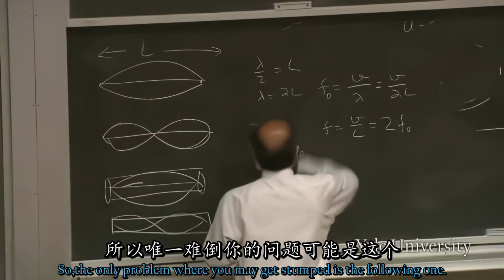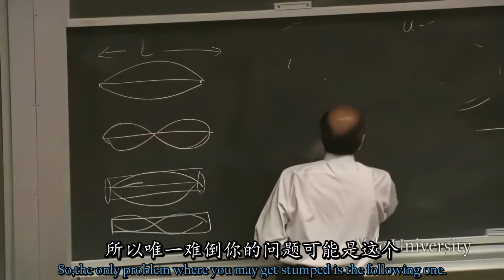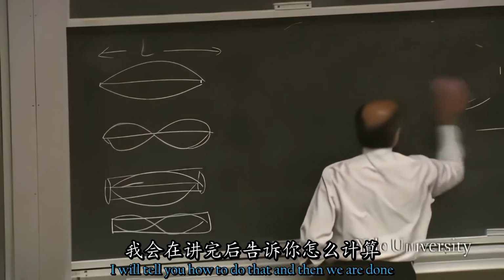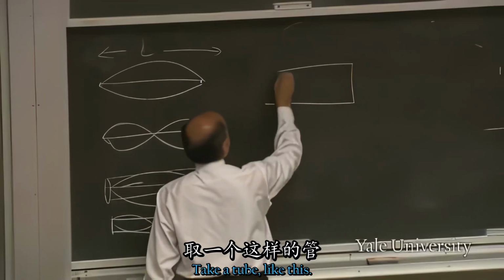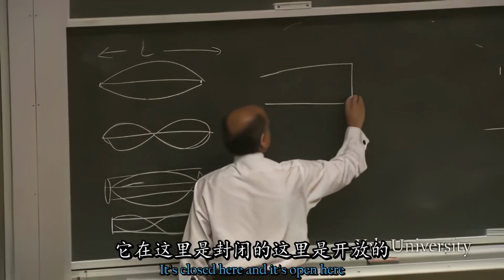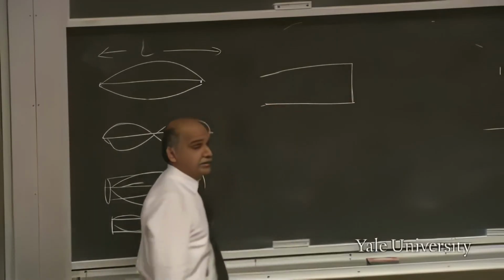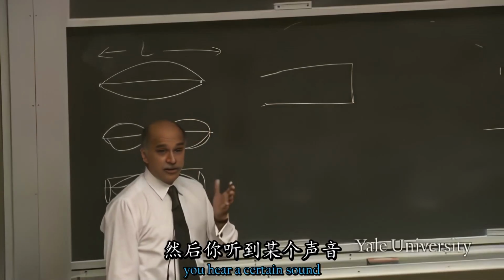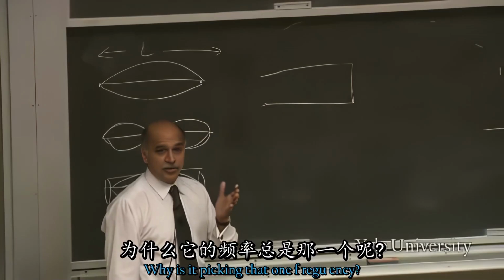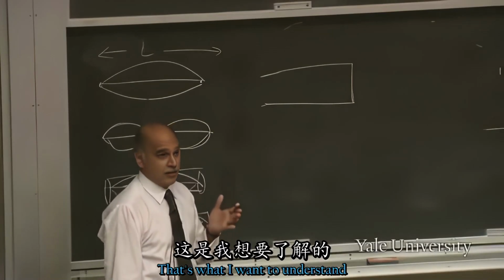So the only problem where you may get stumped is the following one. I will tell you how to do that, and then we're done. Take a tube like this. It's closed here, and it's open here. You know, take a Coke bottle or something and try to blow on it. You hear a certain sound. Why is it picking that one frequency? That's what I want to understand.